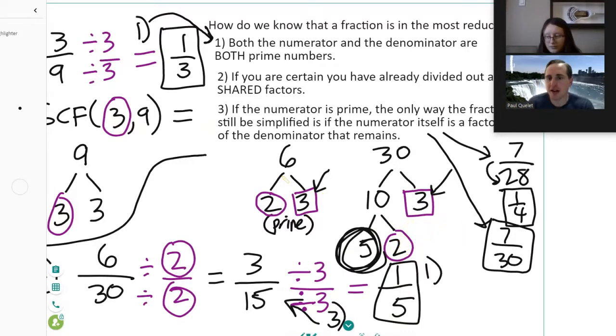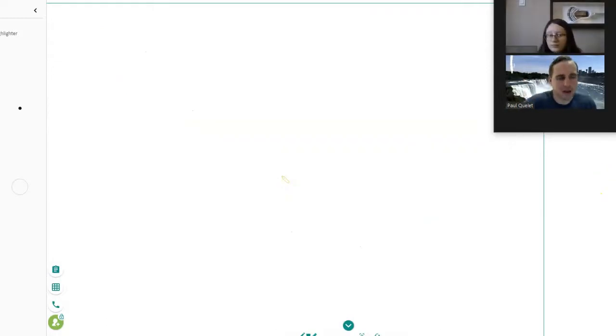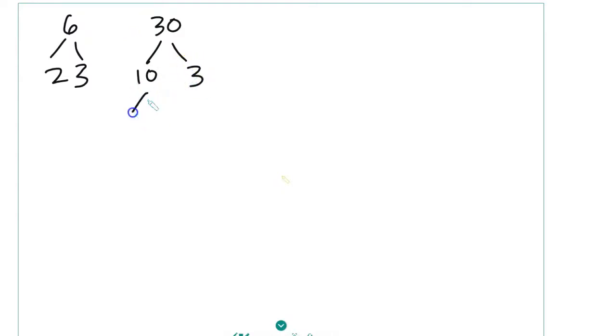So let's go on to the next slide. Now that we are a little bit more educated about this, let's go faster. This is the faster, more advanced way once you know this stuff. You know 6 breaks down into 2 times 3. You know 30 breaks down into 10 and 3, and then 5 and 2. So again, this is shared with this, and then these are shared with these.